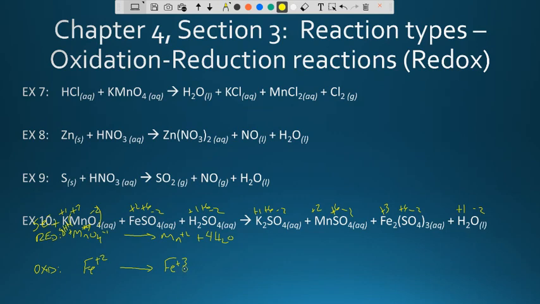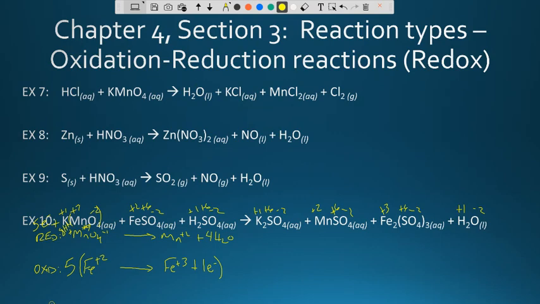Down here, I see a +2, and on this side, I see a +3. So I need to add 1 electron here. I have 5 electrons and 1 electron. So that means that, let's see, I need to have, in this case, a 5 and 1. That means that I need to have a 5 around this entire thing. Okay?